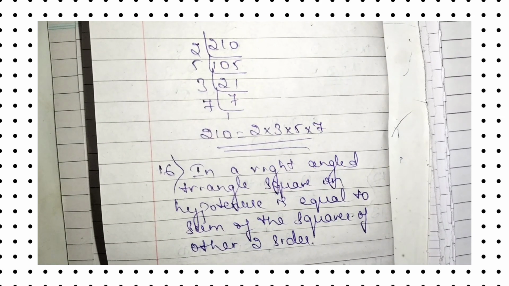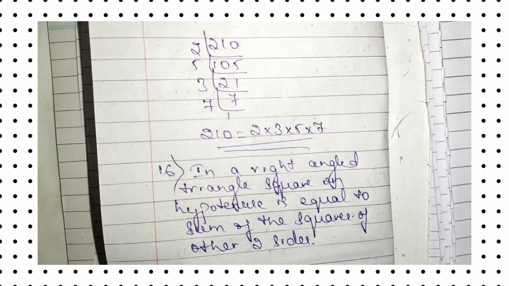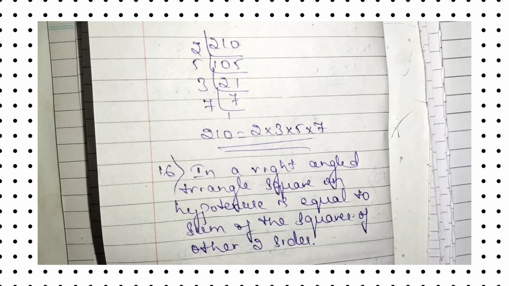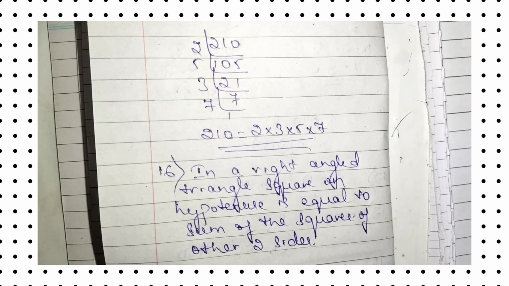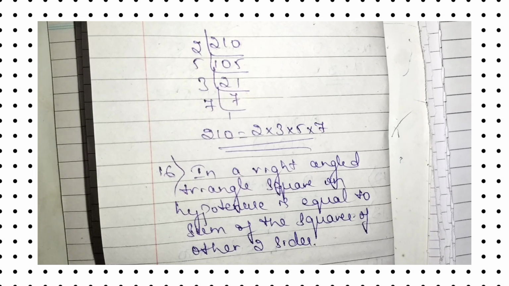So by this we have successfully completed the one mark MCQs and one mark questions from 1 to 16. In the next video, we are going to solve questions from number 17 to question number 24, that is the 2 marks questions. Till then, thank you very much.